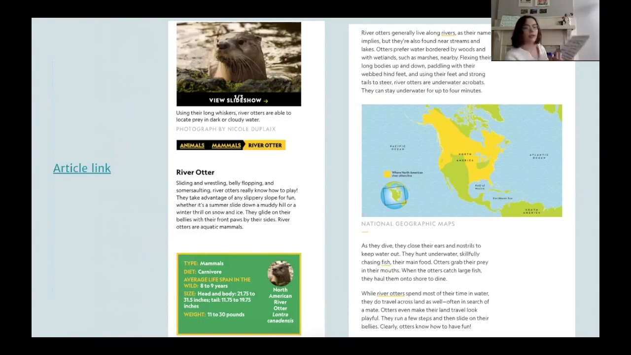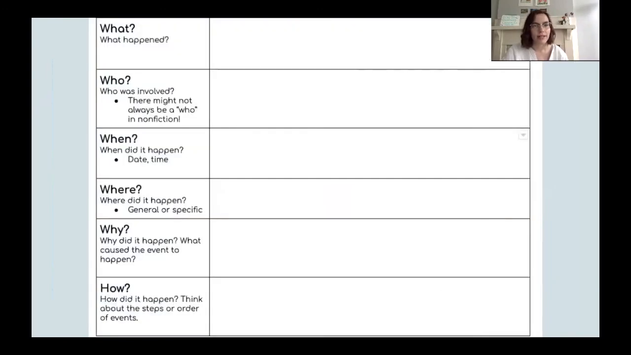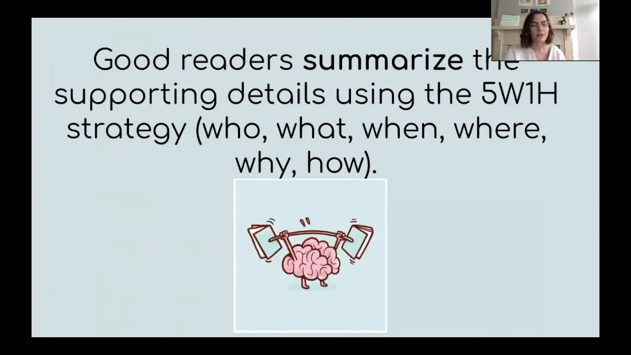Later in the week, on Thursday and Friday, we're going to focus on putting all of this into a paragraph. But for now, I want to get really solid with being able to identify the 5 W's and 1 H in our nonfiction text. As you move forward and start the practice, I want you to bear in mind using the graphic organizer and that good readers summarize using the supporting details with the 5W 1H strategy. As a debrief, our 5 W's, who, what, when, where, why, and our 1H is our how.